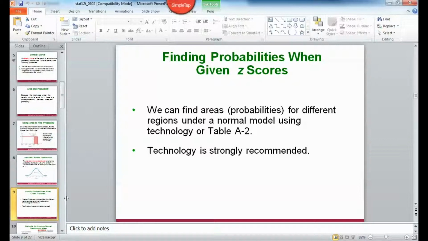So we can find areas or probabilities for different regions under a normal model using technology or table A2. It says technology is strongly recommended. A TI-83 or 84, you can use those if you know how to use them right, and for most of the stuff we do in here, you can pretty much whip out every answer. I'm not going to teach you how to do that. The media assignments teach you how to do that, but I can help you if you are interested and you do somewhat understand how a calculator works. Anything a calculator can do, there are ways to do it by hand.